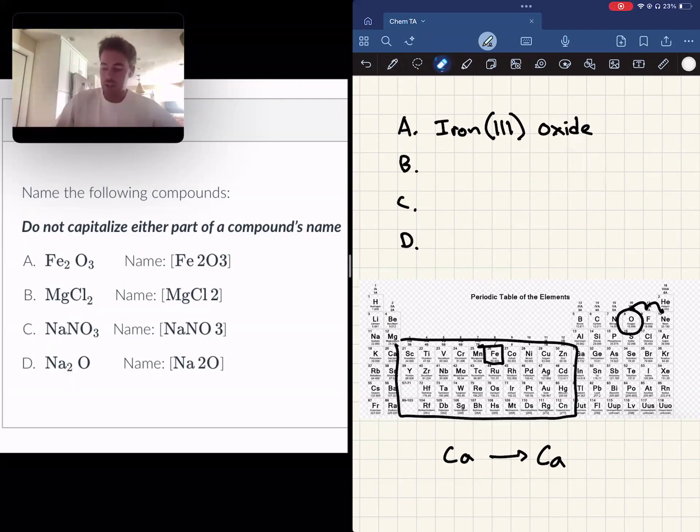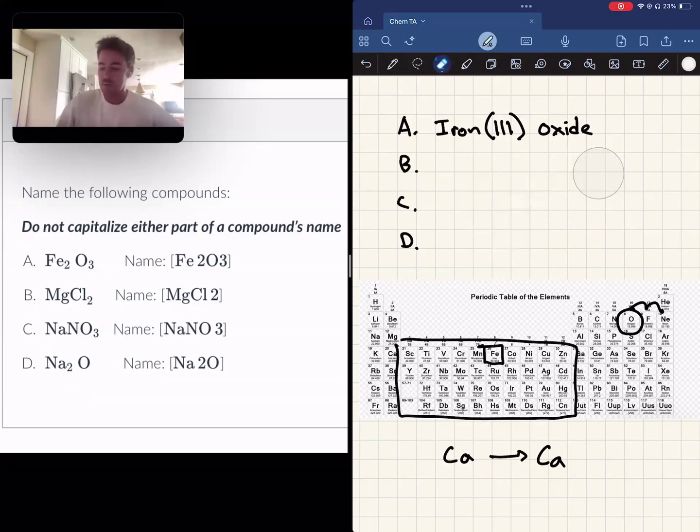If you were to see on the test something like Cu4, like copper 4, this means that copper has a 4 plus charge. That's what this means. So the parentheses are telling you what the charge is.